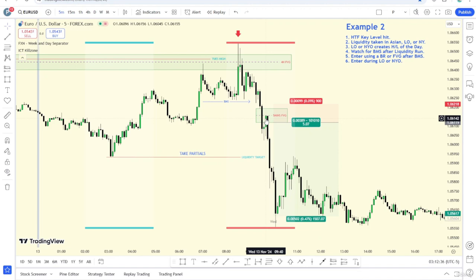So basically, that is the setup breakdown, and that's how you can use this strategy to formulate and come up with setups from the charts.